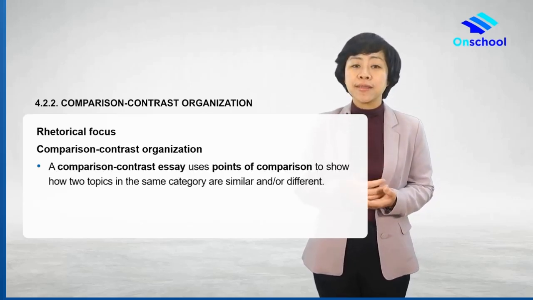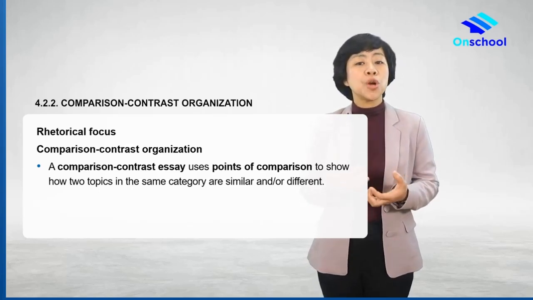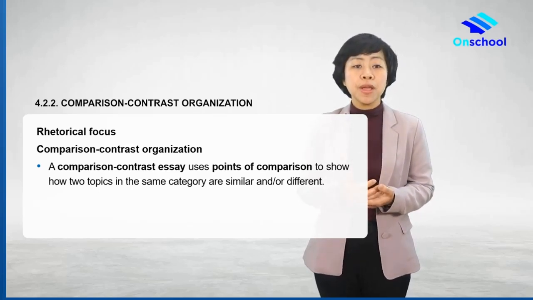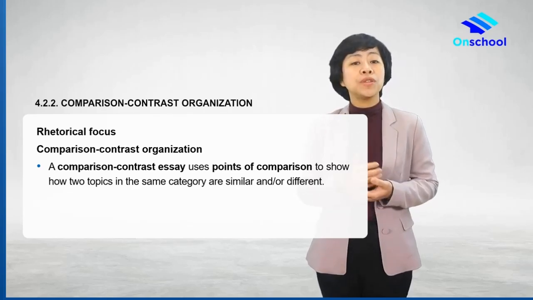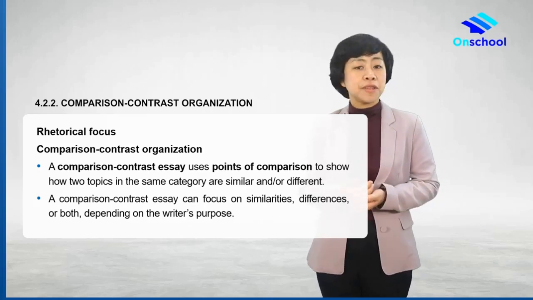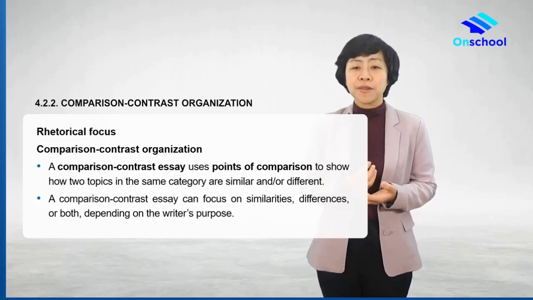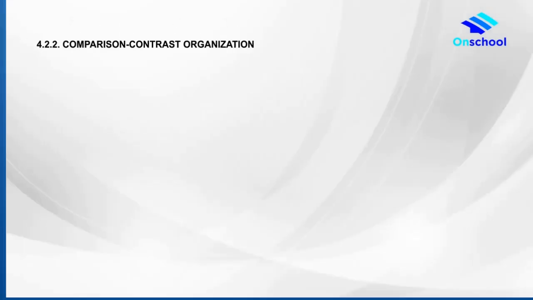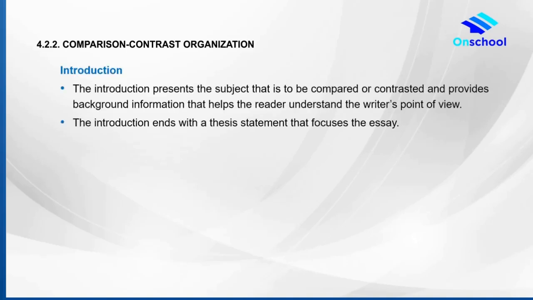A comparison contrast essay uses points of comparison to show how the two topics in the same category are similar and or different. A comparison contrast essay can focus on similarities, differences, or both, depending on the writer's purpose. The comparison contrast essay has 3 parts. Number 1, introduction. The introduction presents the subject that is to be compared or contrasted and provides background information that helps the reader understand the writer's point of view. The introduction ends with a thesis statement that focuses the essay.